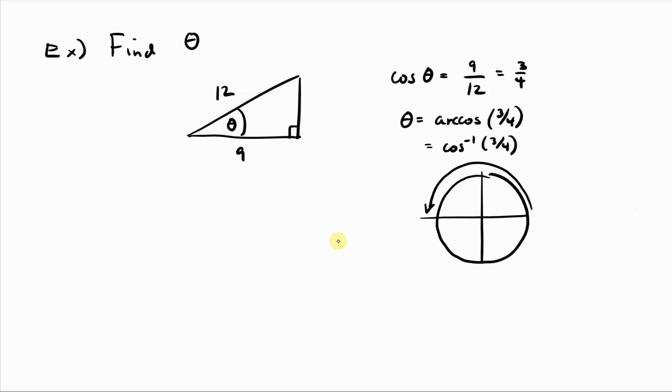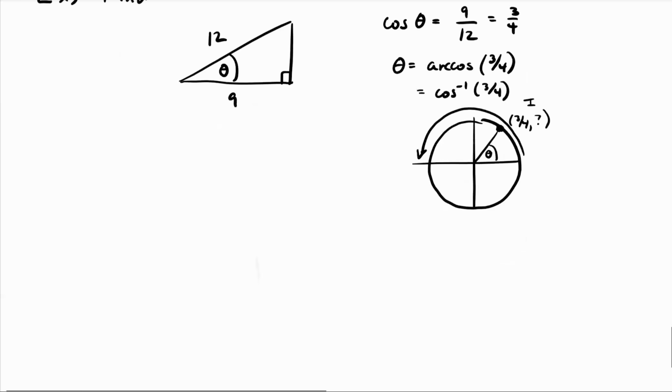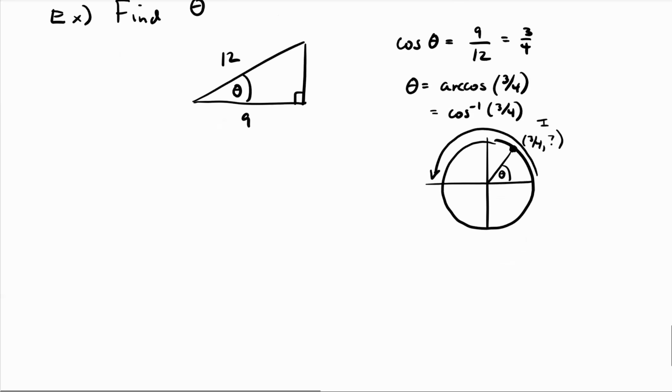Cosine is 3/4 means that the x-coordinate of the corresponding point on the circle is positive. So we're in the first quadrant. So this is 3/4 something, okay? And this is the angle we're looking for. So it's definitely an acute angle, which is reassuring, right? Because we're in a right triangle, so the angle we're looking for is definitely acute.